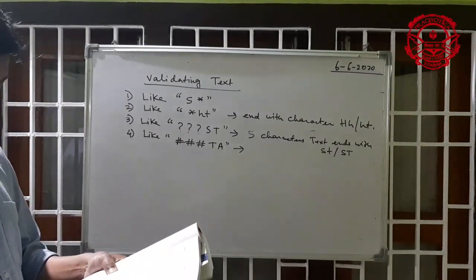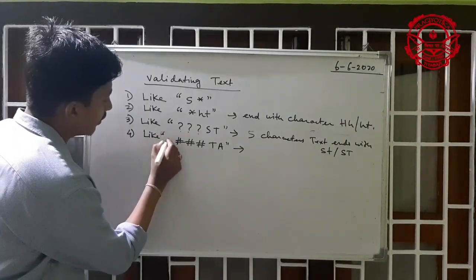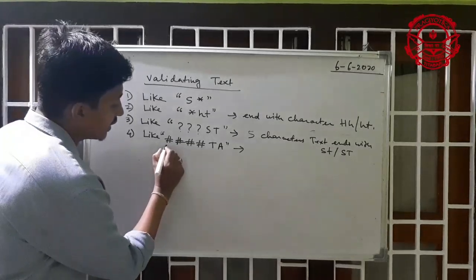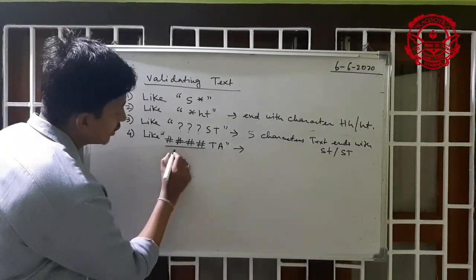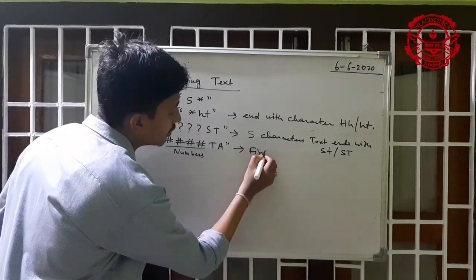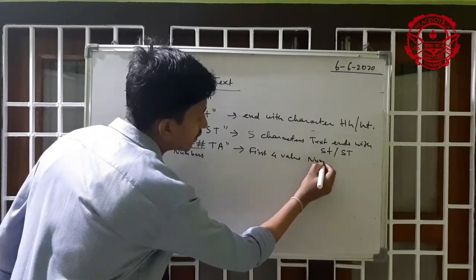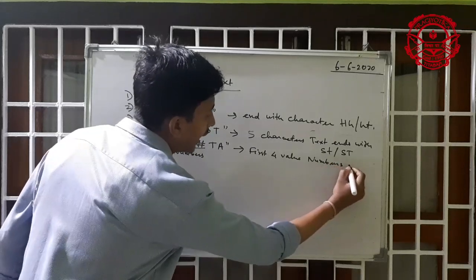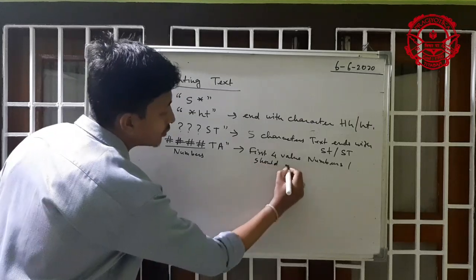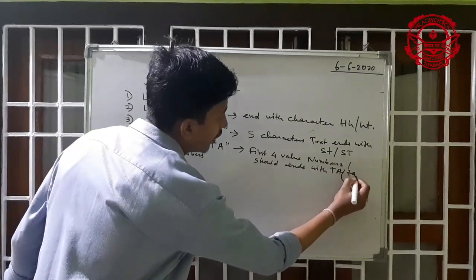Four numbers. Okay, there are four hash symbols. Means what? The first four values should be numbers. And after that, the last value should end with TA.